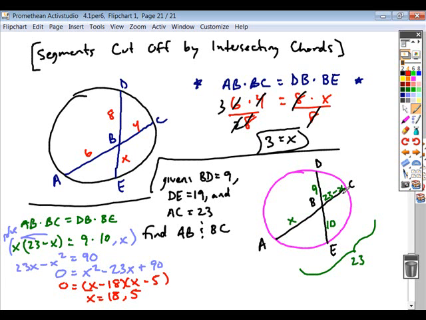The only other way you can specifically tell which value goes to which dimension is if it gave you something like this, if AB was greater than BC. If that was part of the givens, now you'd know that AB is 18 and BC is 5.